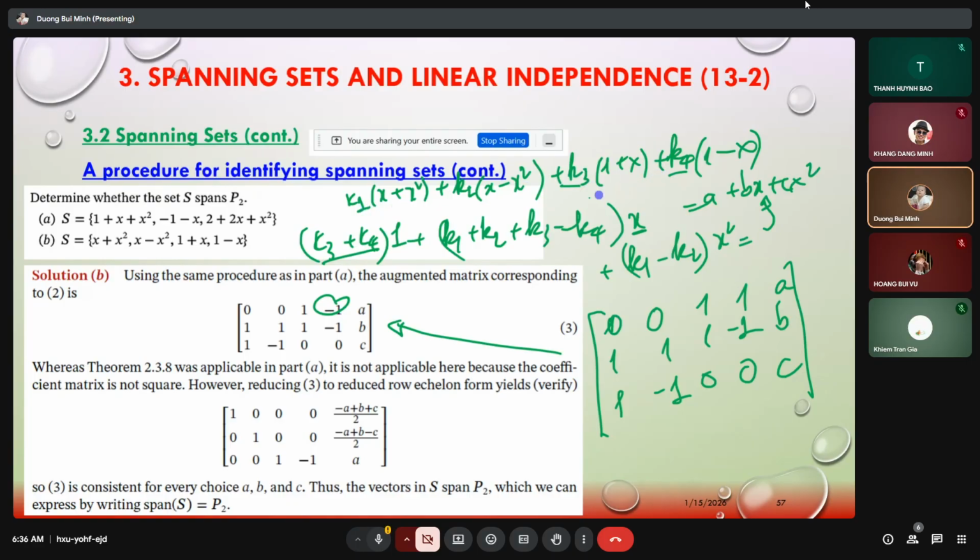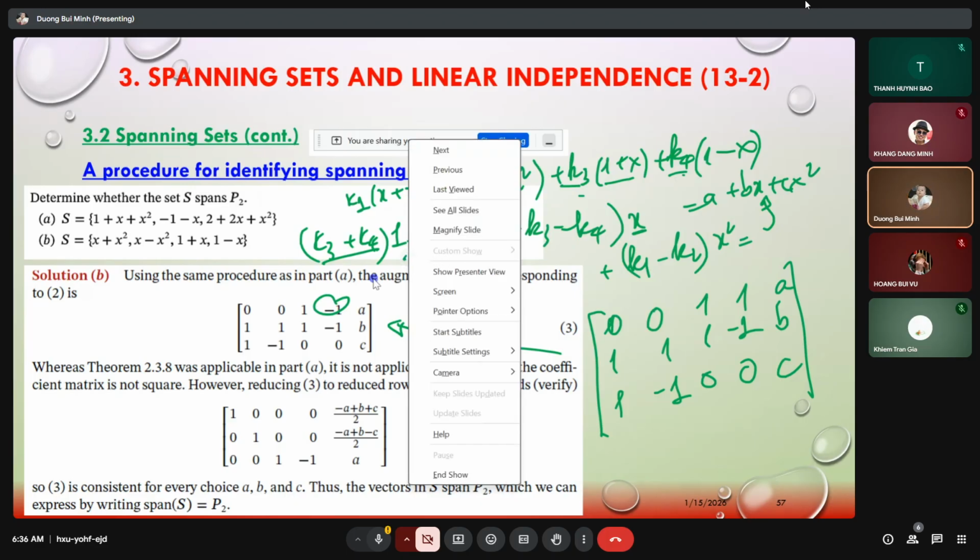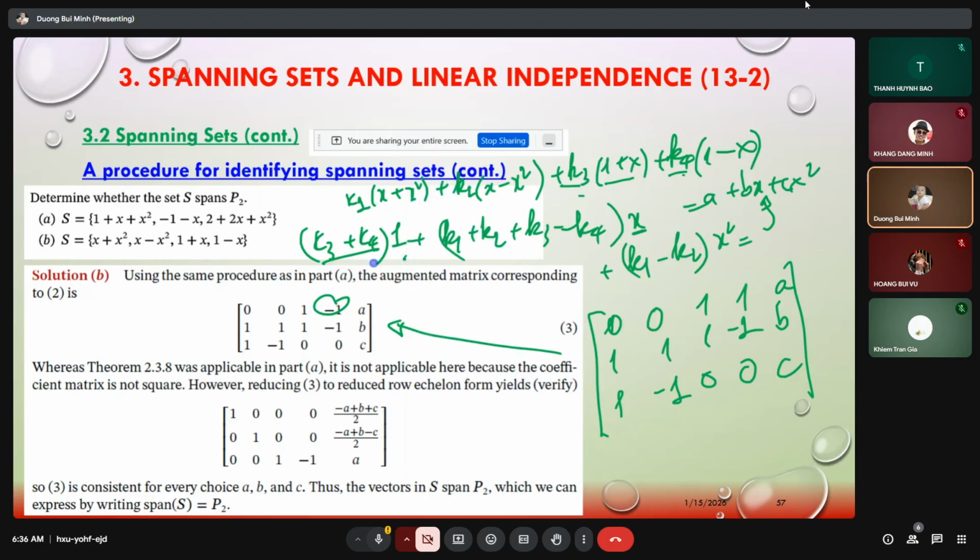On the K3, 1 plus X plus the K4, 1 minus X. So you have to take K3 plus K4 times 1, right? Yeah, correct. Okay, anyway, yeah, that's correct. You can calculate.